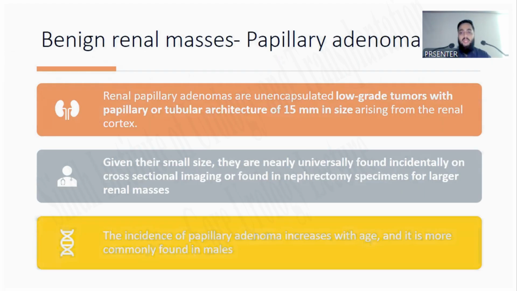Papillary adenoma. Renal papillary adenomas are unencapsulated low-grade tumors with papillary or tubular architecture, up to 15 mm in size, arising from the renal cortex. Given their small size, they are nearly universally found incidentally on cross-sectional imaging or found in nephrectomy specimens for larger renal masses. The incidence of papillary adenoma increases with age and it is more commonly found in males.